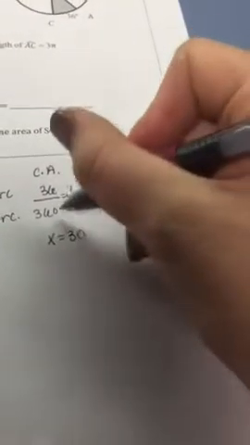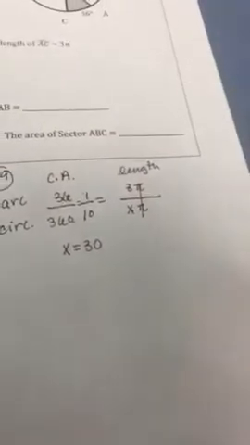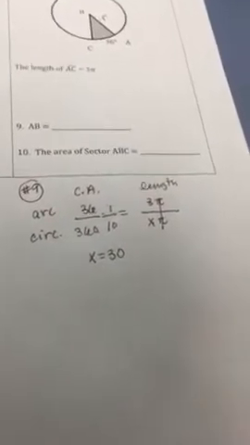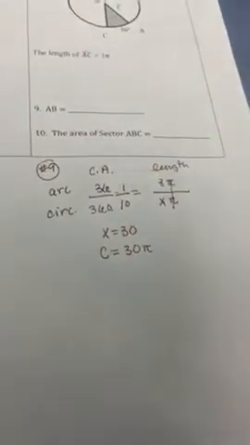Now if that's confusing, you could still cross multiply. 36x equals 360 times 3. You should still get x equals 30. So my circumference, again, is not 30. My circumference is 30 pi.